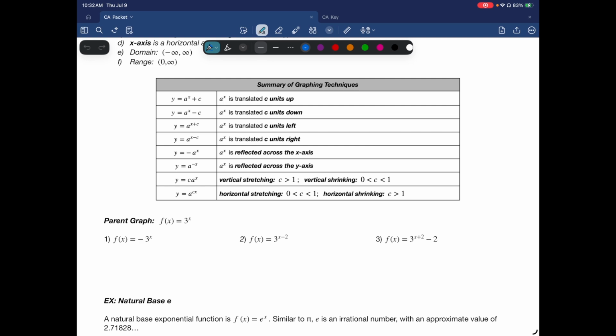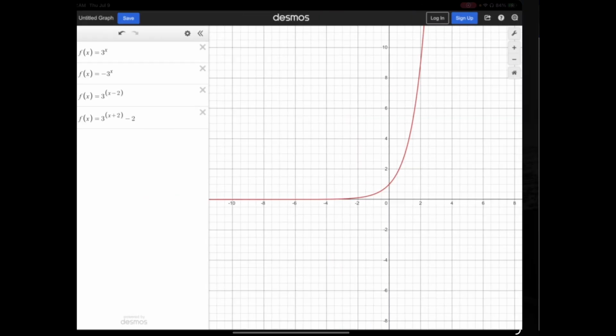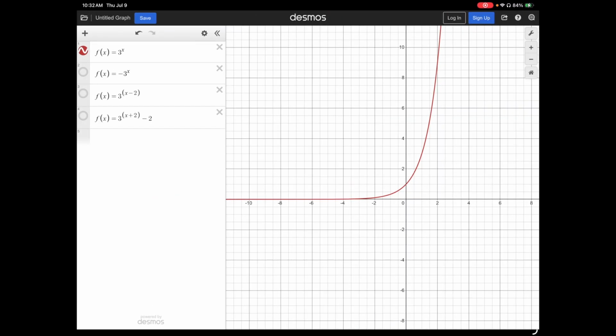So I'm going to switch over to Desmos real quick. You're not allowed to use graphing calculators in this class, but Desmos.com is a free graphing calculator that you can use to kind of help you out from time to time for stuff like this. All right, so here's Desmos.